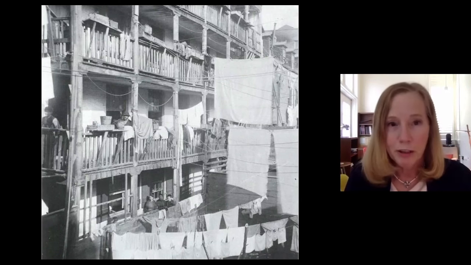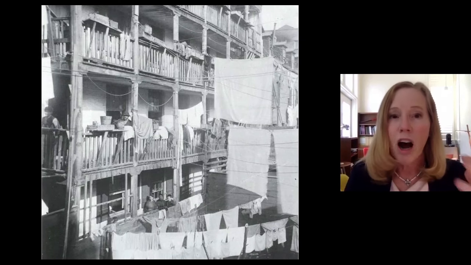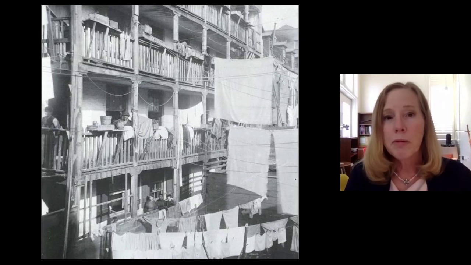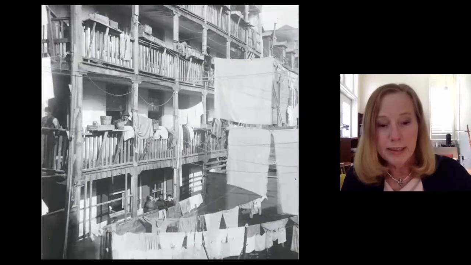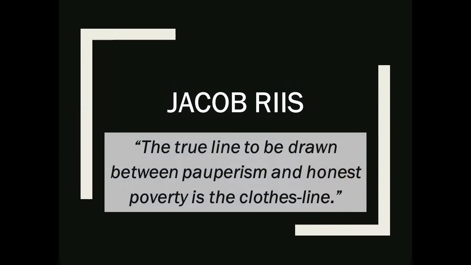I could take 10 minutes just explaining to you about how hard and difficult that was. That these were the honest poor. These were the people that Jacob Riis was arguing needed to be helped. He always said the true line to be drawn between pauperism and honest poverty is the clothesline. With it begins the desire to be clean, that is the first and best evidence of a desire to be honest. And it was this honest and hardworking poor that Riis wanted to help.